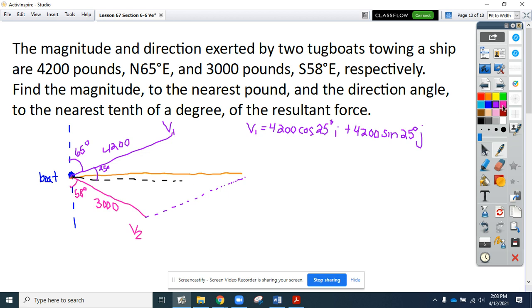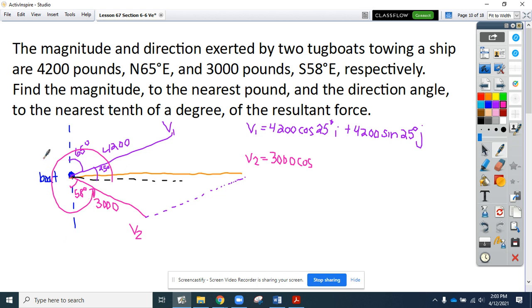All right, so let's do vector 2. So vector 2, I'm going to have 3,000 cosine of. All right, so here you're going to have some choices, and what I want you to do is what makes the most sense to you. So here's one choice. 58 degrees we can't use. If you don't want to have to use your brain about the signs, then you can figure out what that angle is. Okay, that angle is 328 degrees.